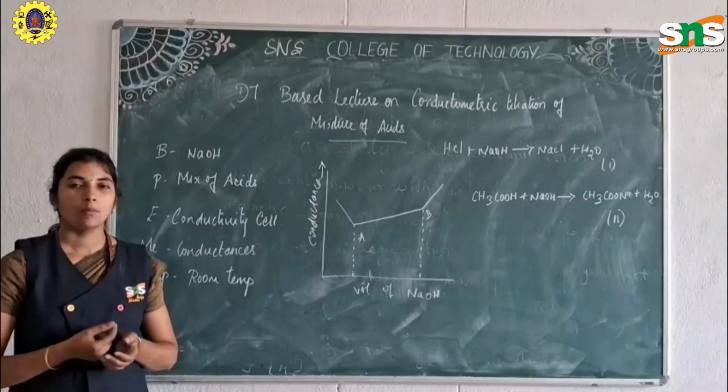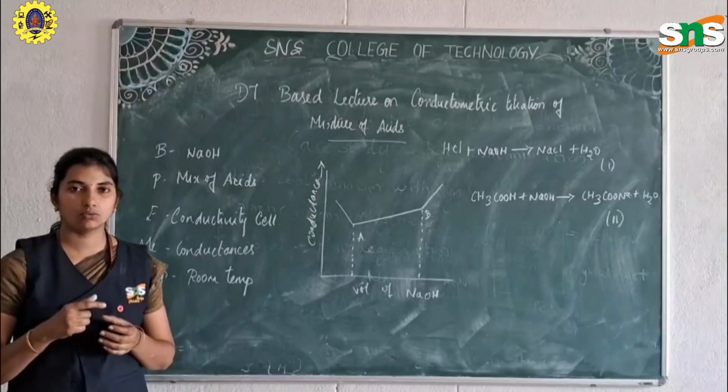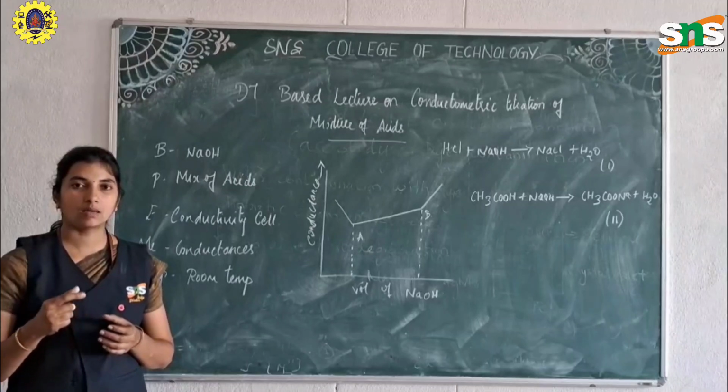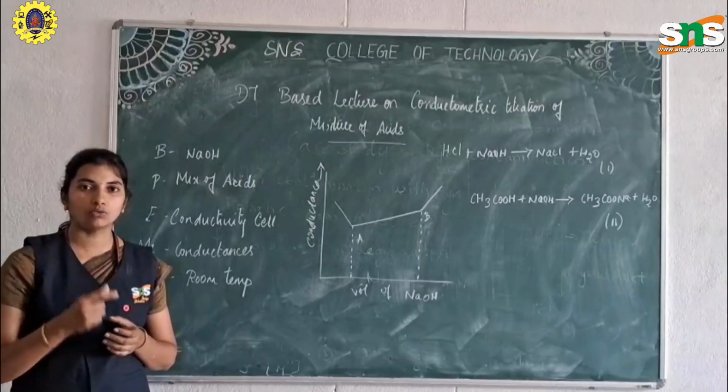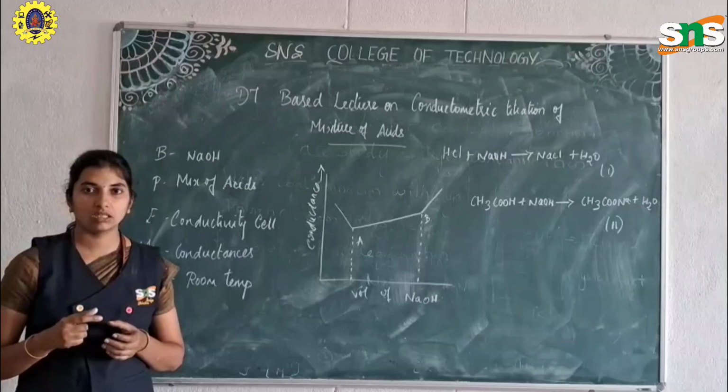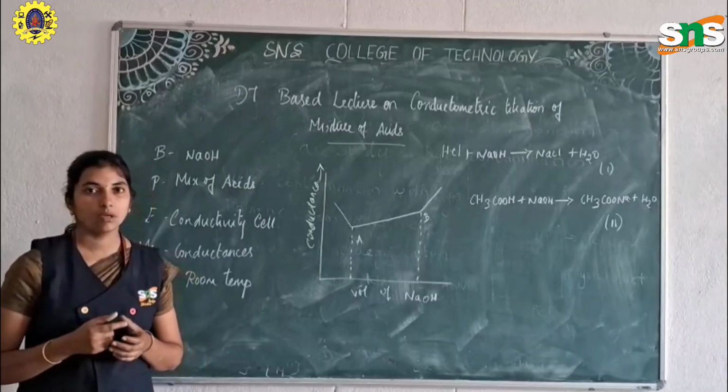By combining these two electrodes, we are using the conductivity cell as a conductivity meter to measure the conductance, and plotting the graph using this principle.